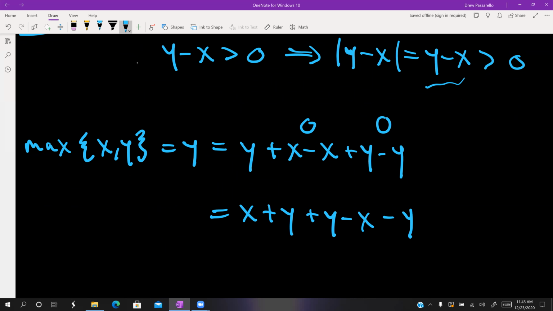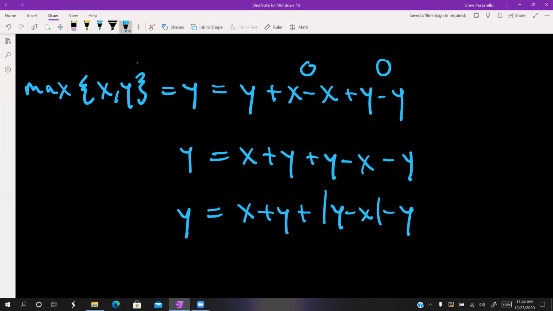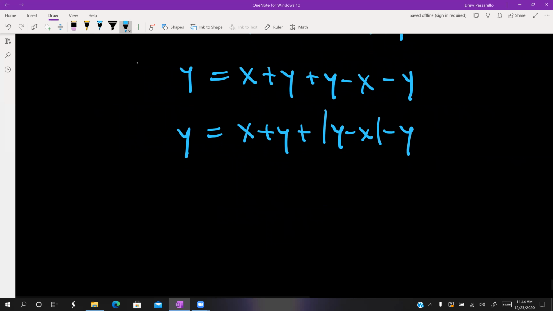Y minus x is the same as the absolute value of y minus x, since y is greater than 0. So this is equal to x plus y plus the absolute value of y minus x minus y. And then I can add y to both sides. And again, all of this is y, which is the max of x and y. So then I add y to both sides.